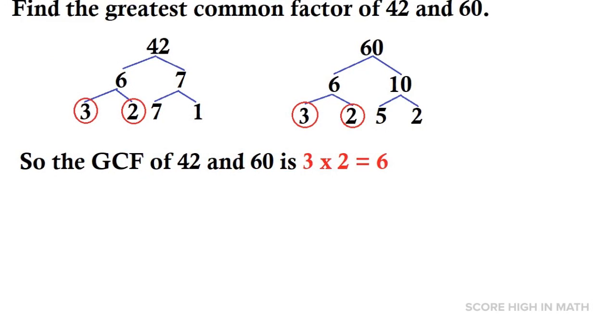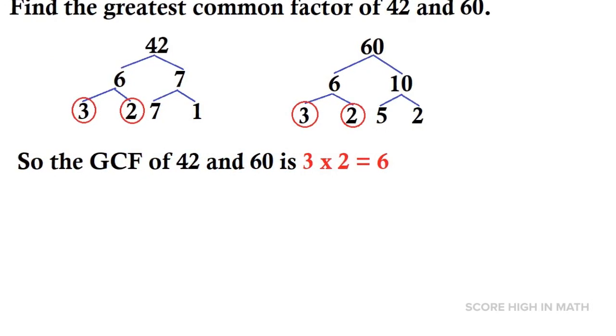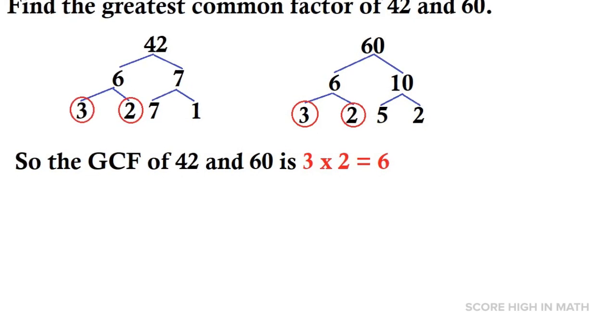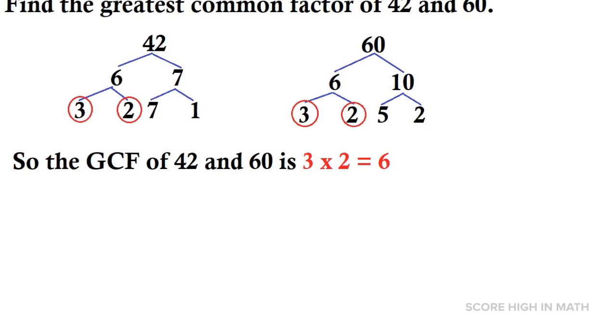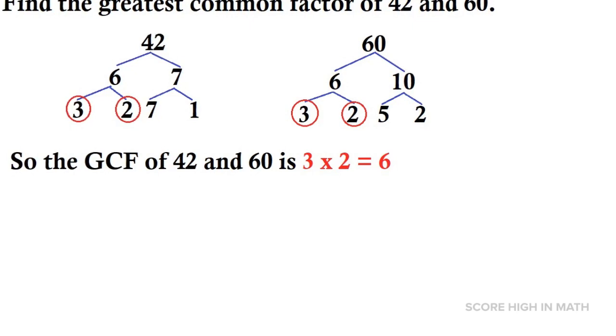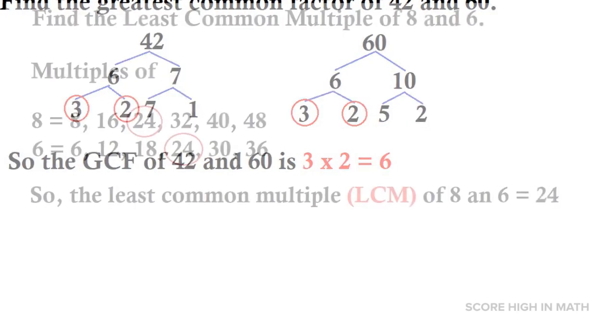To wrap it up, if you are going to look for the greatest common factor, you're going to get the prime factorization of the given numbers. And then, you're going to look for the common factors in the prime factorization. So, in this case, the GCF of 42 and 60 is 3 times 2, which is 6.